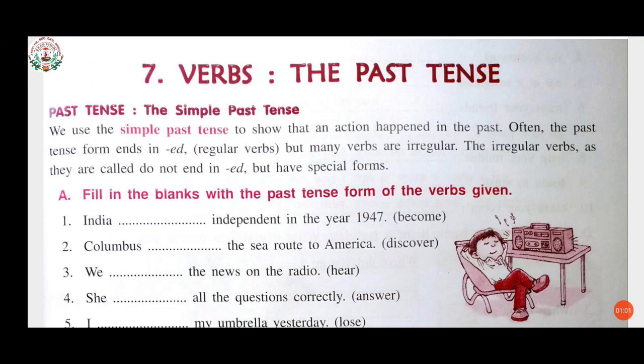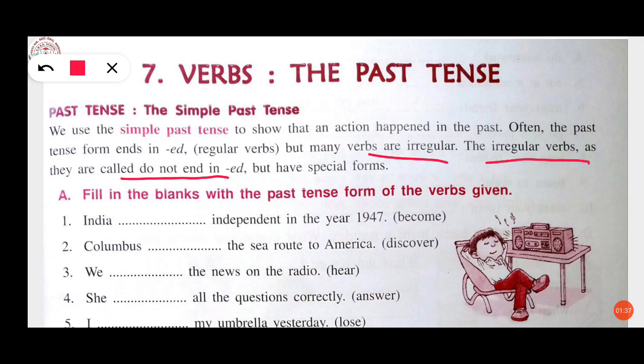And second thing is what? But many verbs are irregular. The irregular verbs, as they are called, do not end in ed. It means students, like I have given one example play, we have added ed with that play for making it in past tense, but every time it doesn't happen. Every time we can't add ed at the end of each and every word in the past tense, but have special forms. But we will see some different words of that.